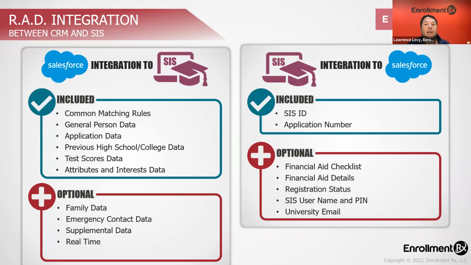Optionally, clients might say, we also want to send over family data, or some type of supplemental data. Or for some clients, optionally, they might say, make it real time, as in real time, real time, not every 30 minutes, real. So that's an option. So is that out of the box? It's configurable, right? Maybe it's fair to say 80% of the solution is out of the box. The 20% is, what do you want it to be?